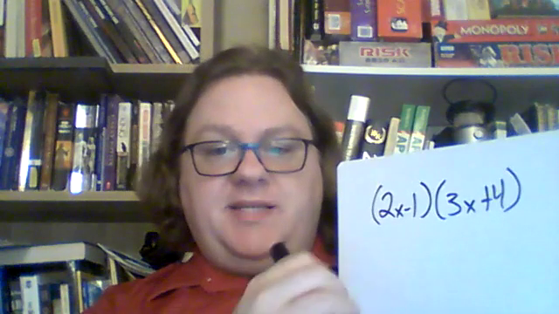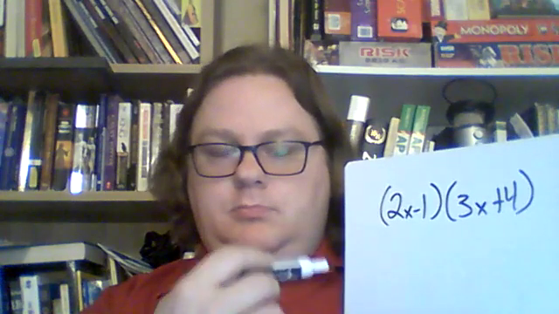And now we move on to two binomials. So 2x minus 1 times 3x plus 4. Hopefully things have progressed to this point that this is going to make sense, because it's basically just the distributive property applied to this situation.